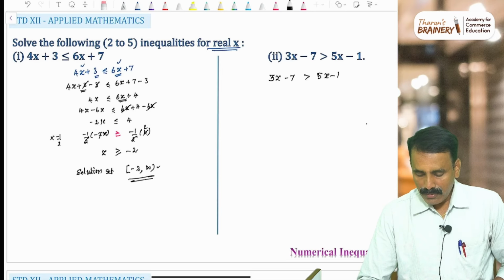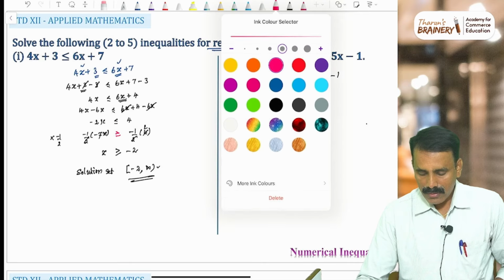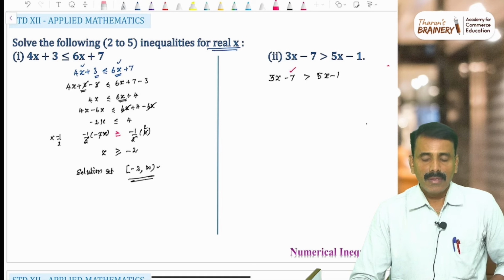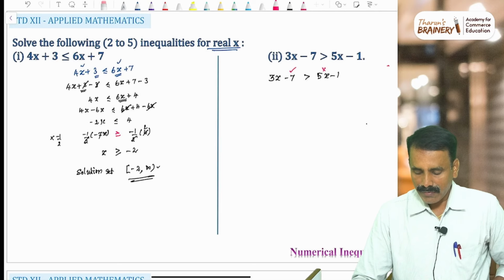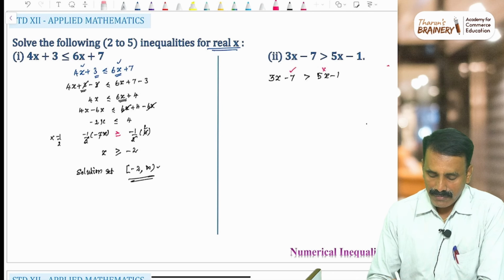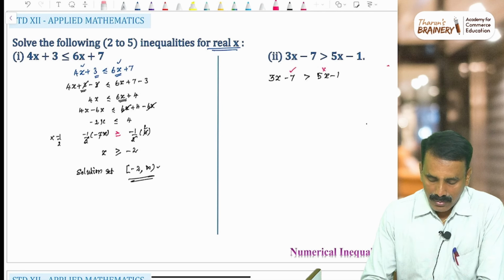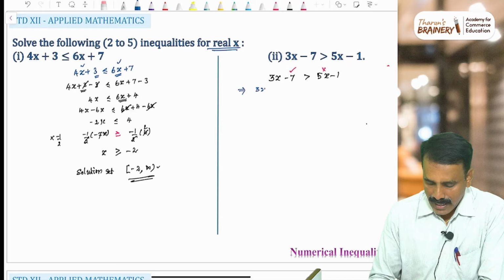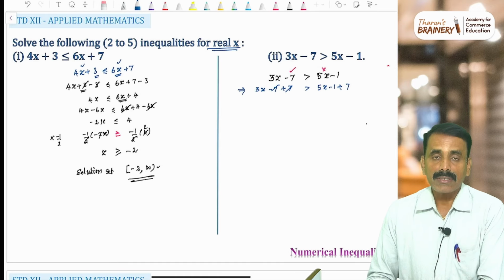On the left hand side we must try to remove this minus symbol, minus 7. On the right hand side we must try to eliminate this 5x. So, this is our prime target to get the value for x. So, on the left hand side we have minus 7. How to eliminate that minus 7? On both sides I add the additive inverse of minus 7. So, this minus 7 and plus 7 get cancelled.